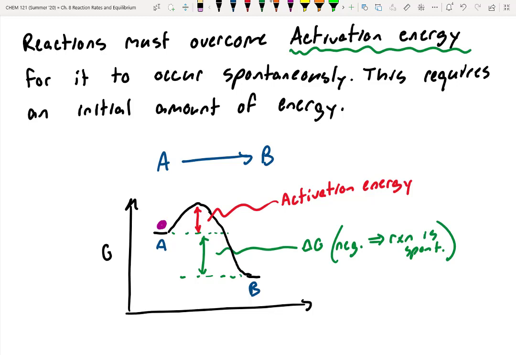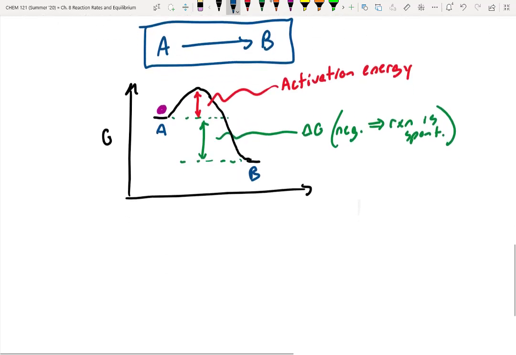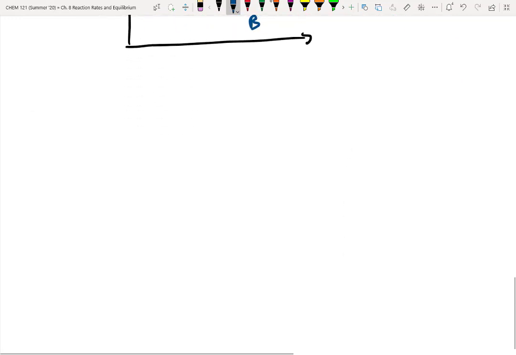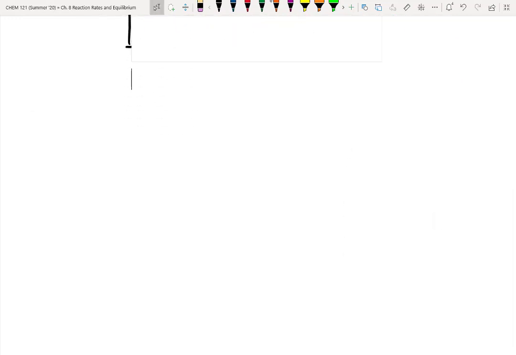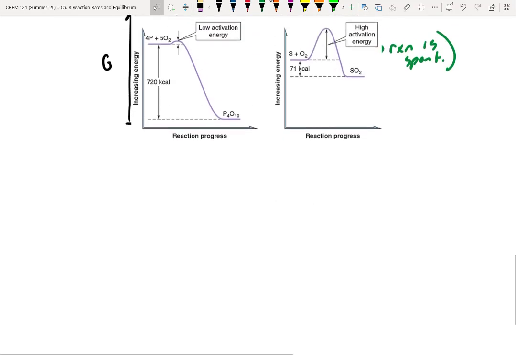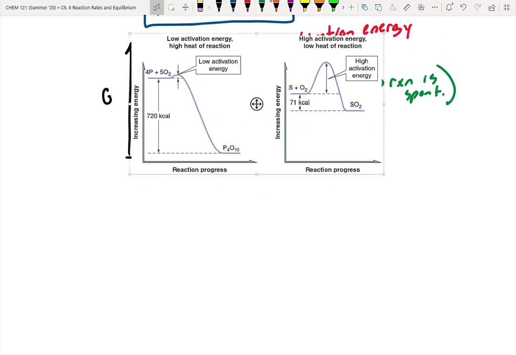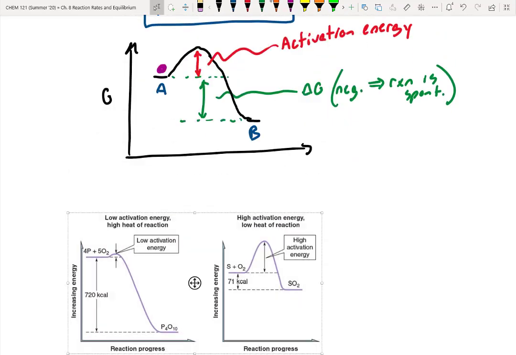But that leads me to my next point, that not all energetic barriers are created equal. Some are really large and some are really small. And in fact, I've got a good example down here, and I'm going to pull this from the book. It's just easier to copy this over. So let's take a look at this image from the book, and they compare two different reactions.